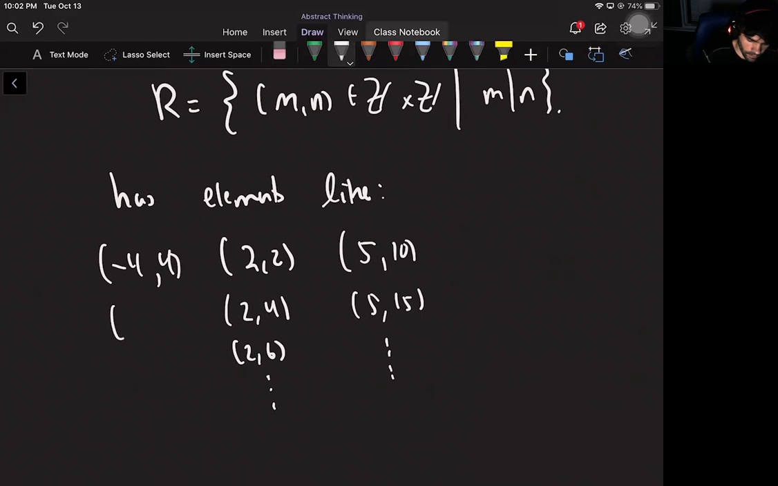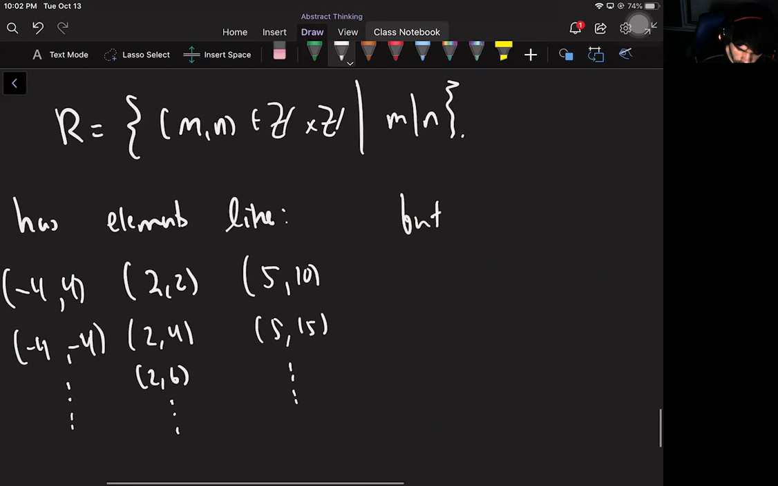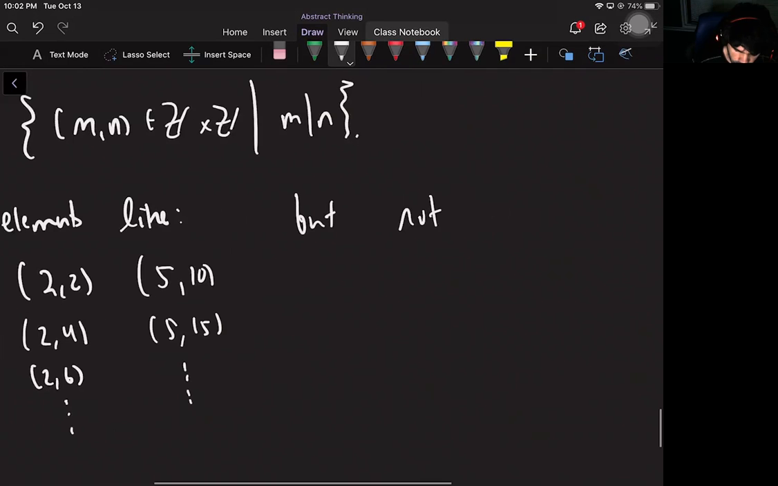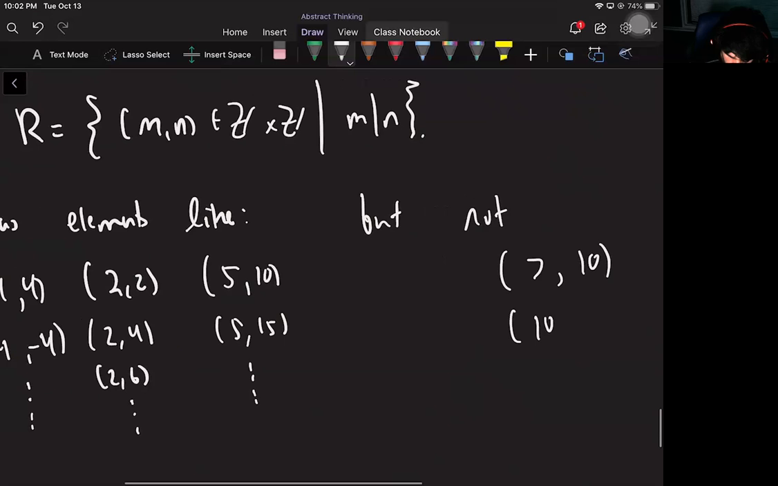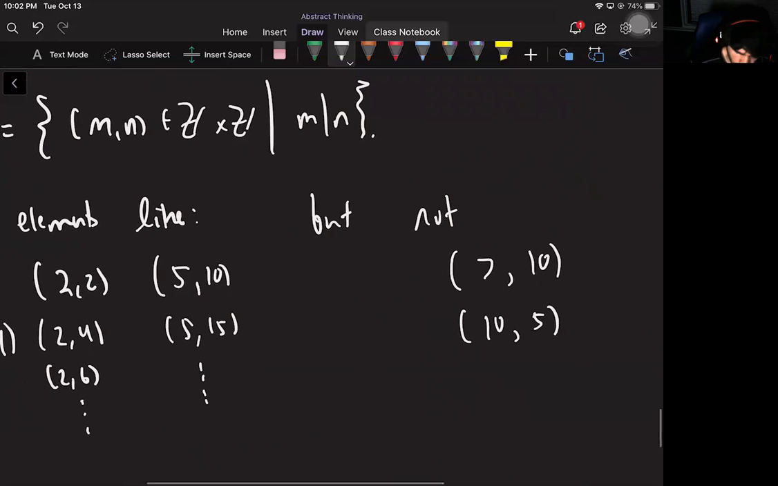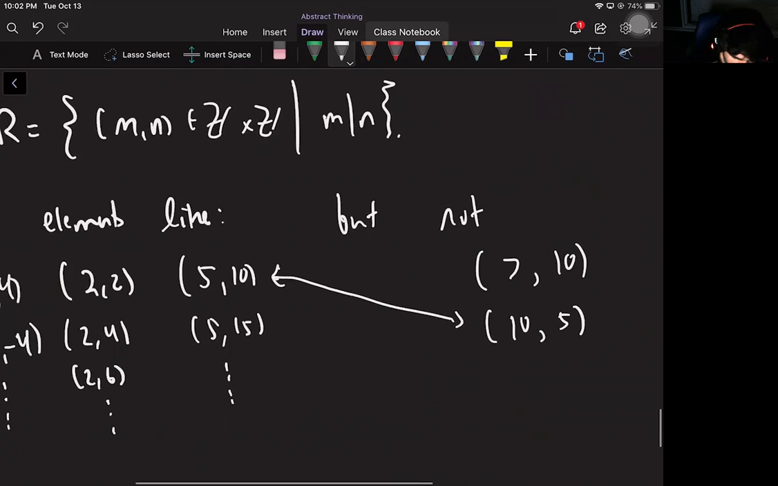Negative 4 divides negative 4. So that's in there too. Lots of stuff's in here. Lots of elements. So let's say some stuff that's not in here. Well, for example, 7 does not divide 10. But perhaps more interestingly is things like this. So just because 5 divides 10 does not mean 10 divides 5. So very often you'll have a pair where the opposite pair is not in the relation.